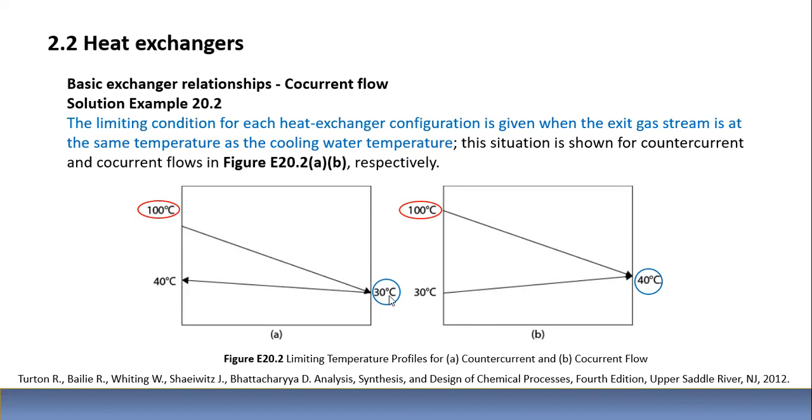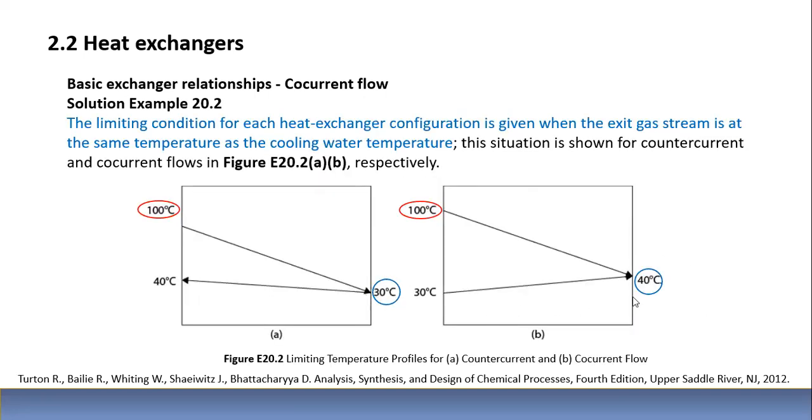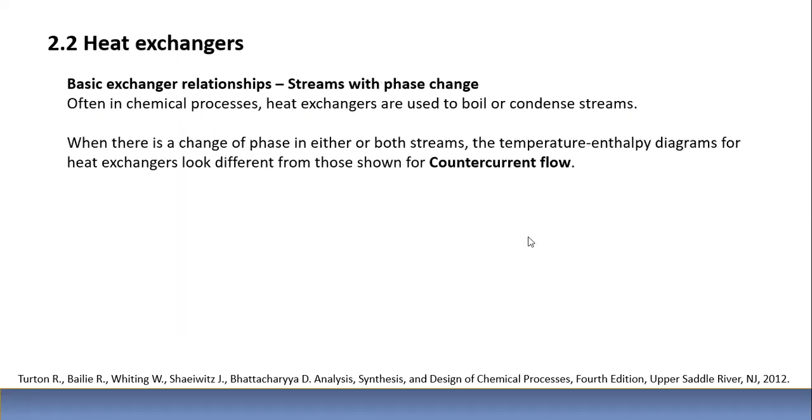What is this? A concurrent operation. In the concurrent operation, it will come from 100 to 40, because in a concurrent configuration, the water leaves at 40. But the limiting temperature changes because the orientation of the water coming into the exchanger changes. So the limiting temperature in countercurrent configuration is 30, as we see here. The limiting temperature of concurrent configuration is 40, as we see there.